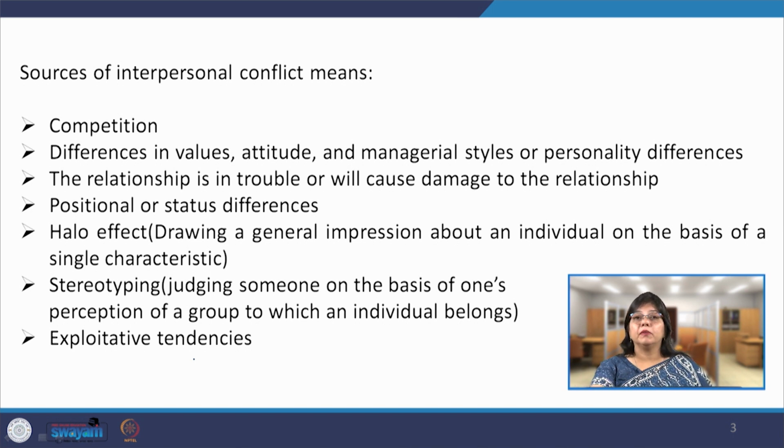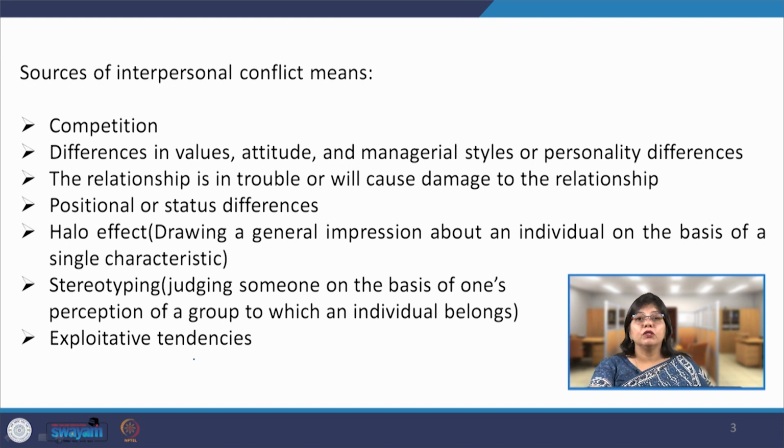The other can also be that the relationship is in trouble or will cause damage to the relationship. It constitutes any interpersonal conflict which takes place between family members. It can be disinterest, or a difference of opinion on any family issue that leads to conflict.